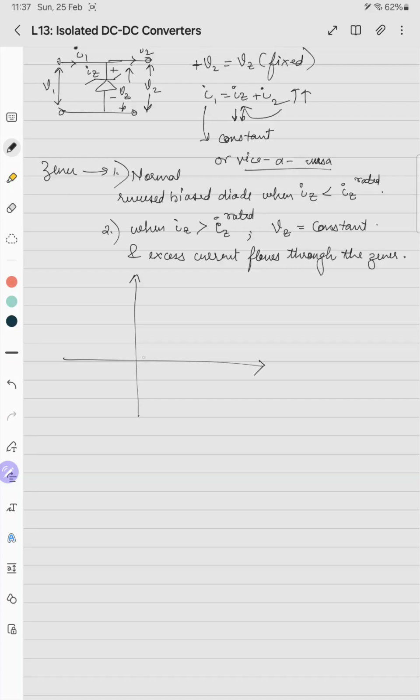VZ versus IZ. So if we have VZ and this is IZ, it will act as a normal diode in the forward bias. This is the forward bias. It will act as a normal diode. The change acts when it is reverse bias. Now for a normal diode, it is falling like this. This is for a normal diode.